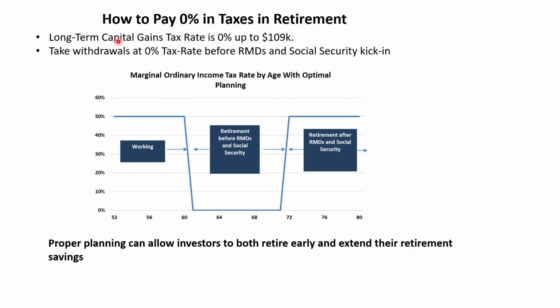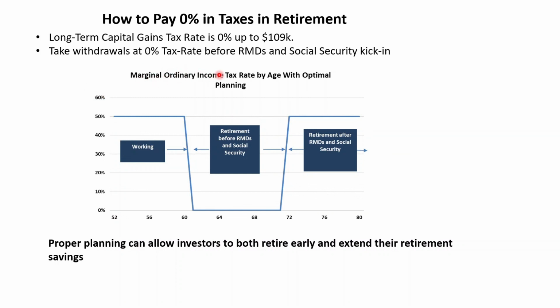So the long-term capital gains tax rate is 0% up to $109,000 worth of income, and that's in today's terms. This will probably change in the future, but the key thing is you can't have any other income besides what you're withdrawing from your portfolio. But if you have $109,000 of long-term capital gains and that's your only income, you can take that essentially out tax-free. So you have to think about that in the context of your tax bracket. So we're going to look at a high income earner.